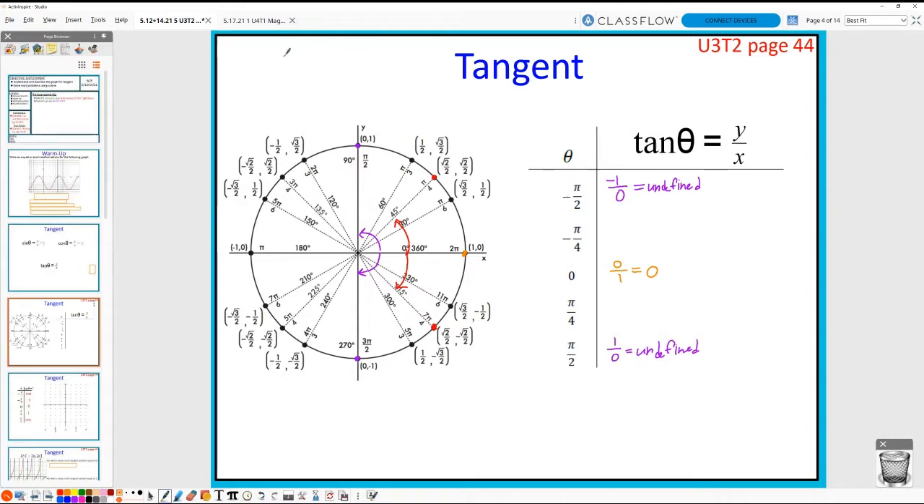What I have is my y value, which is negative root 2 over 2, divided by root 2 over 2. Now, you can look at this in 2 different ways.